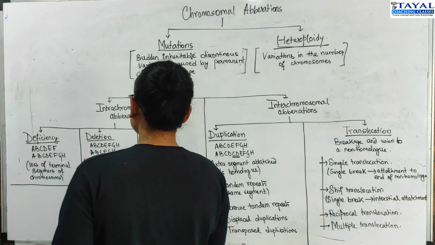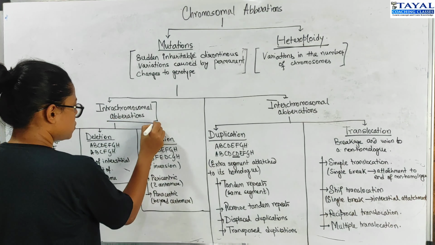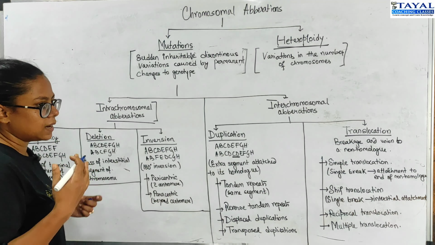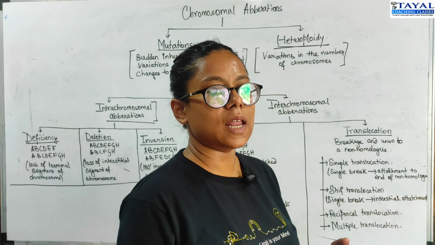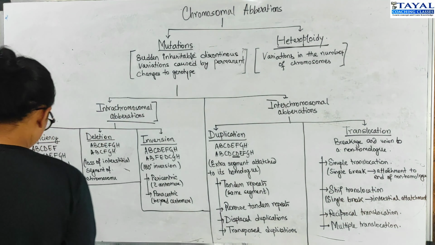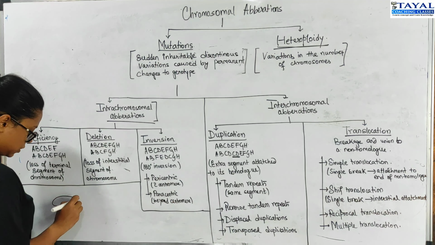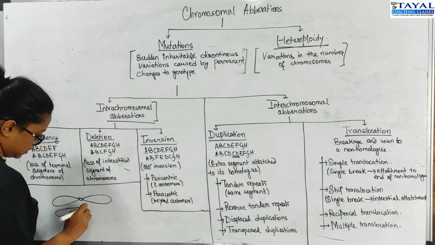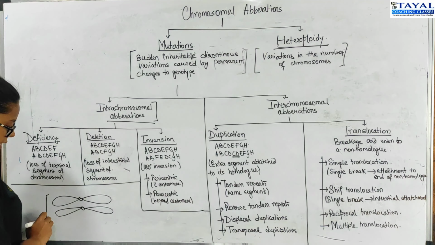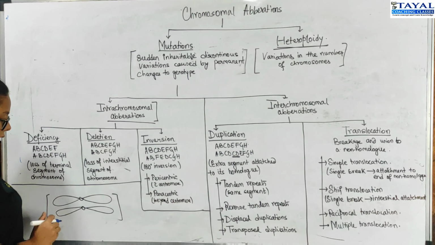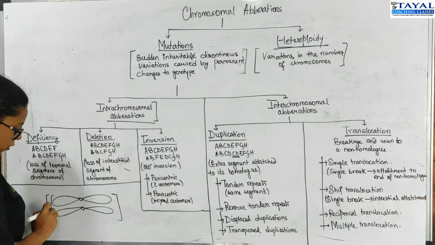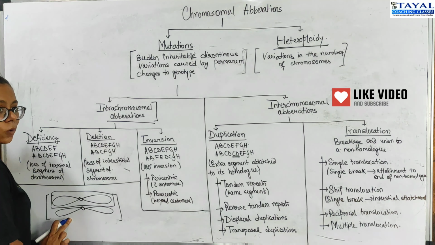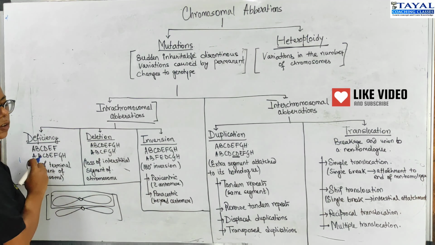Now, intrachromosomal aberrations refer to aberrations or changes that happen inside one single chromosome. So there are three kinds of intrachromosomal aberrations that we see. Whenever we talk about chromosomal aberrations, we will imagine the chromosome to be something like this, right? Let's just consider this is the homologous pair. Now it's happening within one chromosome, not even the homologue is getting affected. That is intrachromosomal aberration.